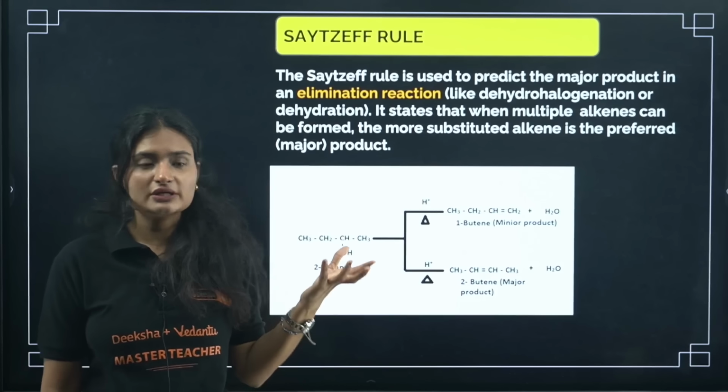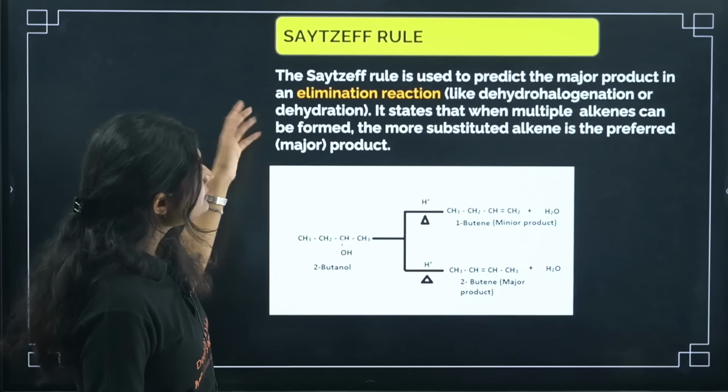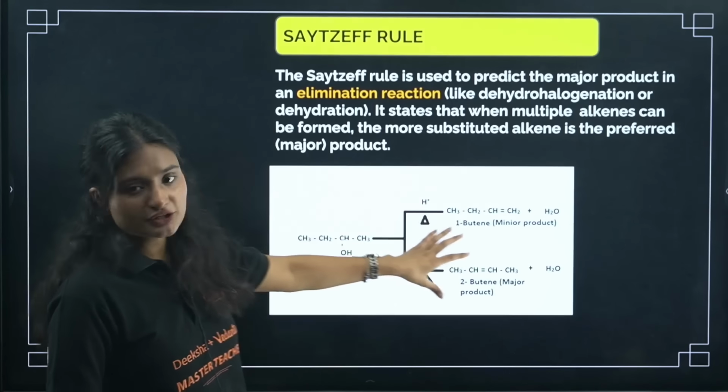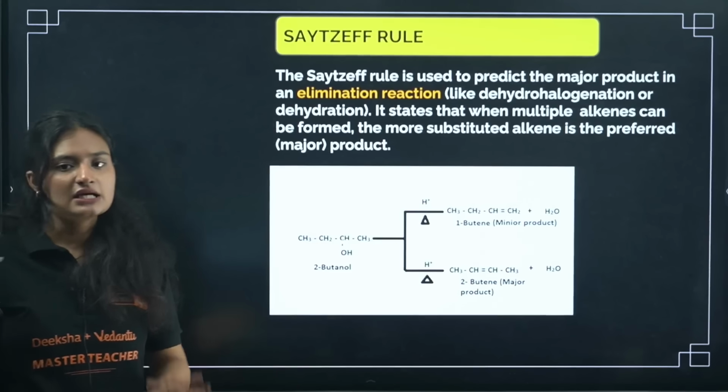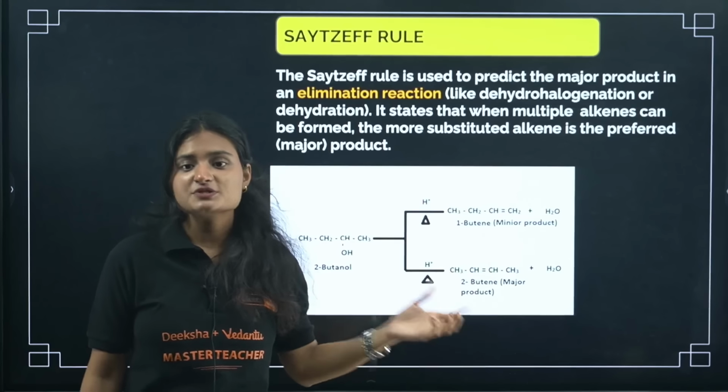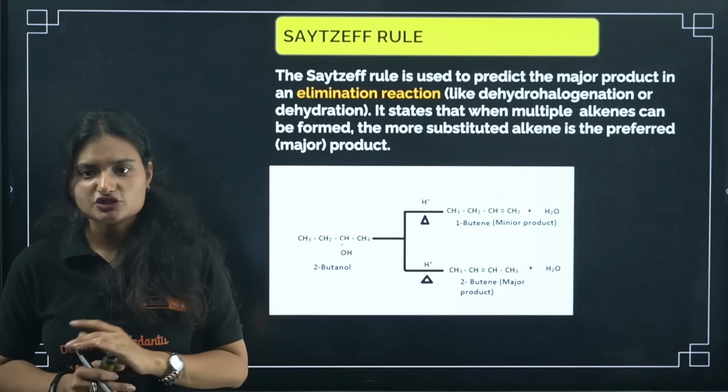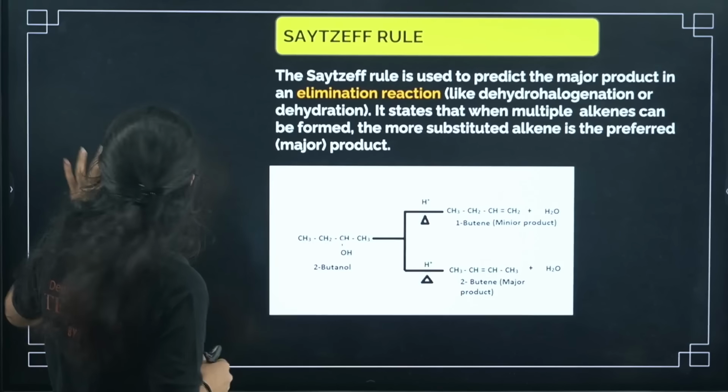What is the Saytzeff rule? During an elimination reaction, if we have the possibility of forming multiple alkenes, the alkene which is more substituted, the one that has more alkyl groups, will be your major product. That is all, I think.